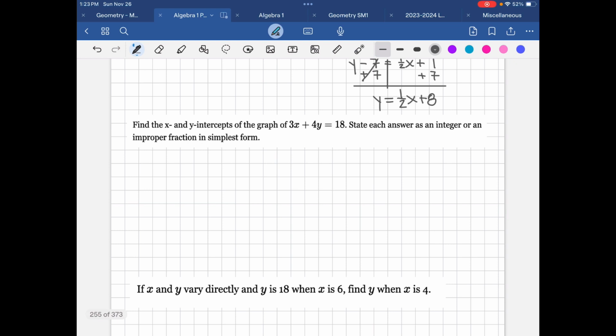Find the x and y intercepts of the graph 3x plus 4y equals 18. State each answer as an integer or an improper fraction in simplest form. Remember, this is standard form.